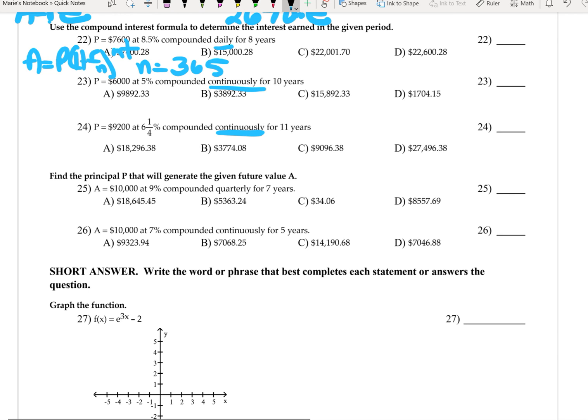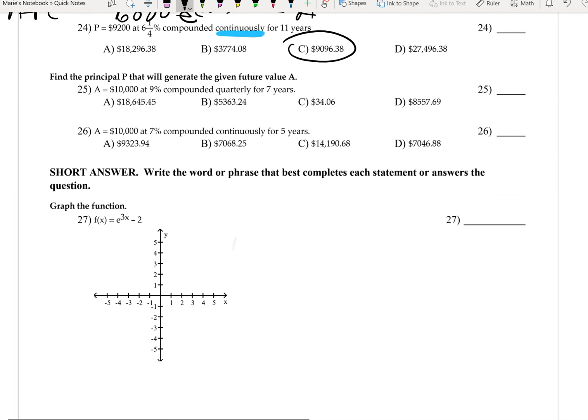So for number 22, you should have answered A. For 23, this is compounded continuously, this is a PERT, so A equals PERT. For 23, you should have answered B. Remember, they're giving you P, R, and T. The setup for this one would be 6,000 e raised to the 0.05 times 10, and that equals the future value A. 24 is the same. I'll let you do that one again on your own and see if you get it.